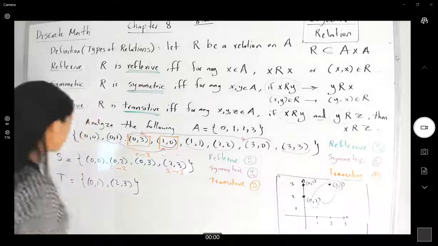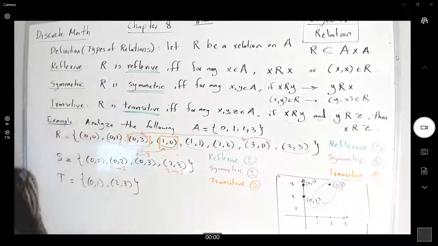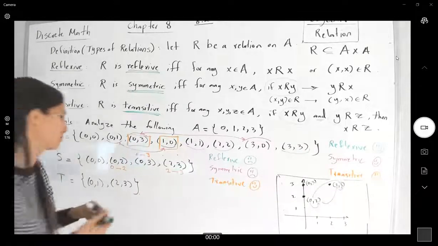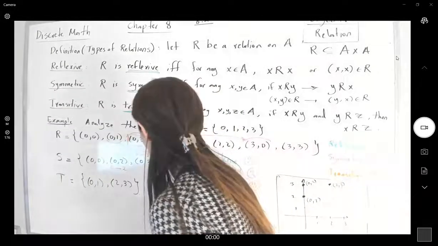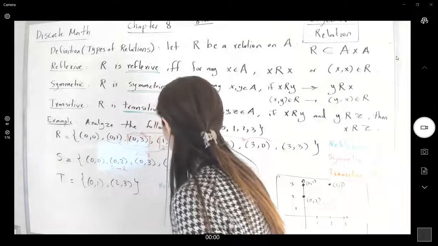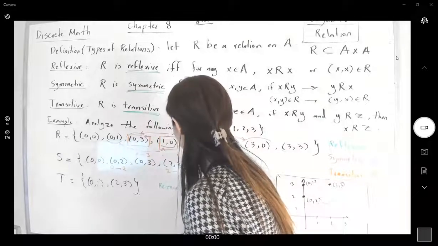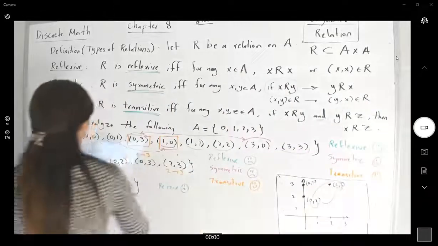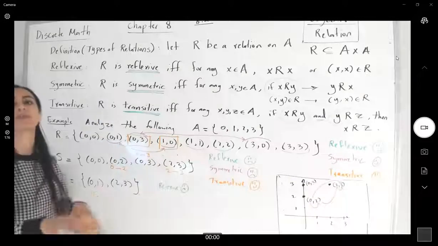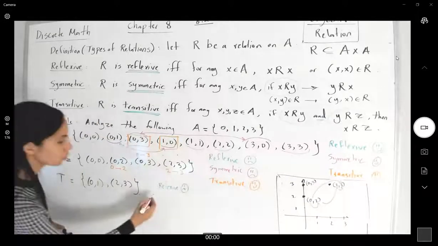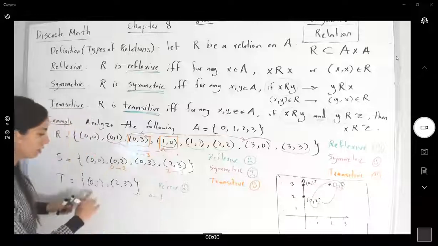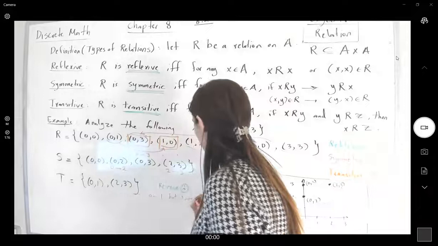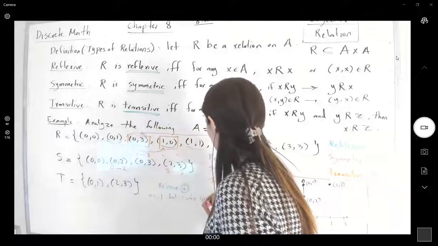Awesome. So is this guy reflexive? We don't even have 0, 0 there. So nope, it's not reflexive. Is this guy symmetric? Well, I have 0, 1, but I don't have 1 and 0. So 0 is connected to 1, but 1 is not connected to 0. So symmetric? Nope.